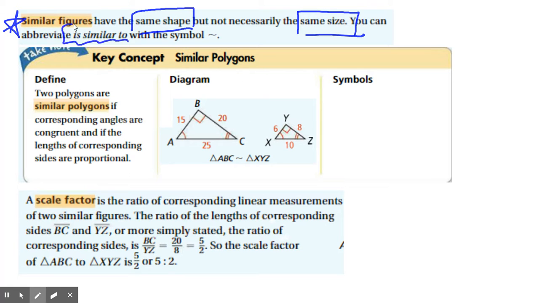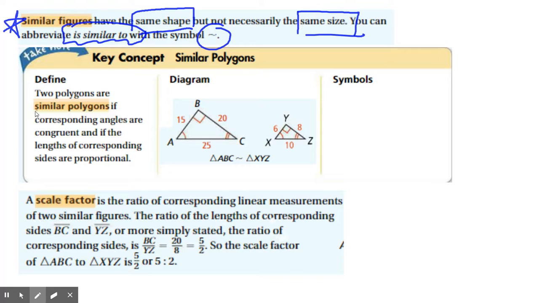Now, to write is similar to, you use the squiggle from the top of the congruence symbol, right? So no equal sign, just the tilde or the squiggle. So again, how does a figure have the same shape, but then the size can be different? Well, size is controlled by side length, right? If this side is longer than that side, then this one is a bigger shape than that one. Shape is controlled by angle measure.